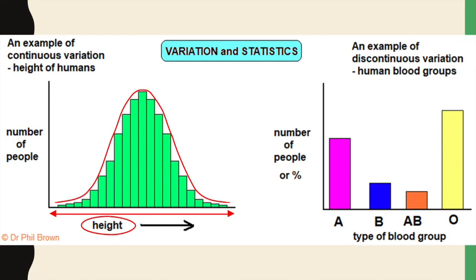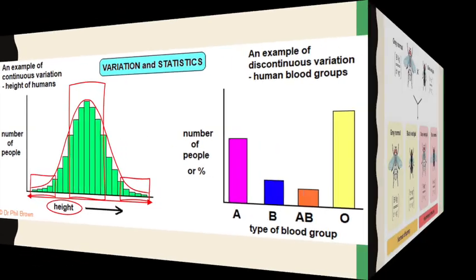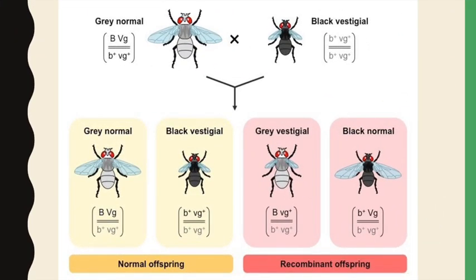Continuous variation is often represented by a bell-shaped curve called a normal distribution or Gaussian distribution. The majority of individuals tend to cluster around the average height, while fewer individuals are found at the extremes of short or tall heights. It's important to note that continuous variation is not limited to height. Traits like weight, skin color, and even intelligence can also exhibit continuous variation in a population.